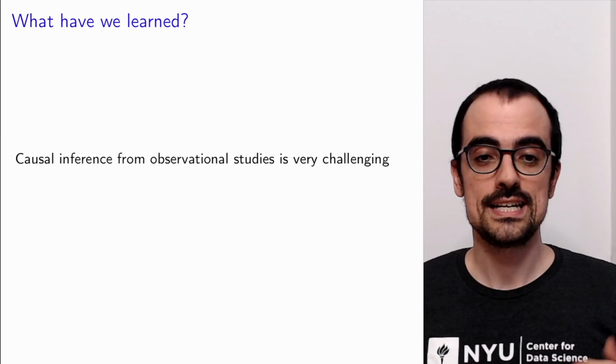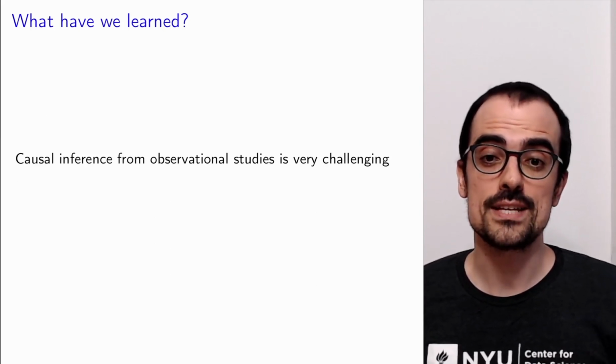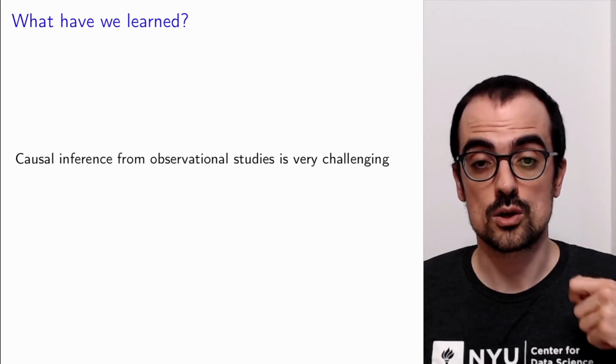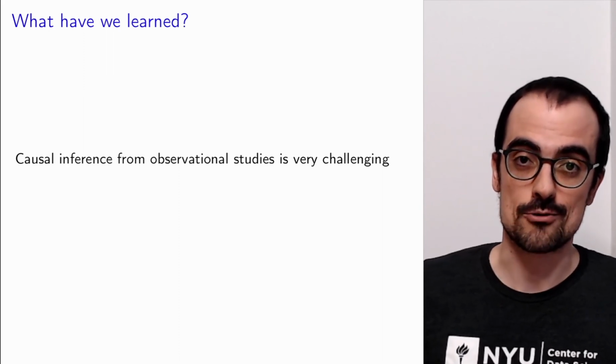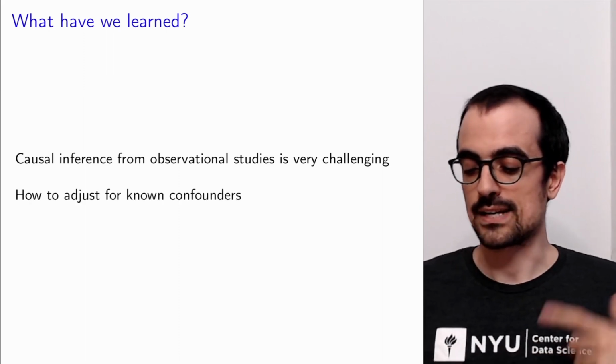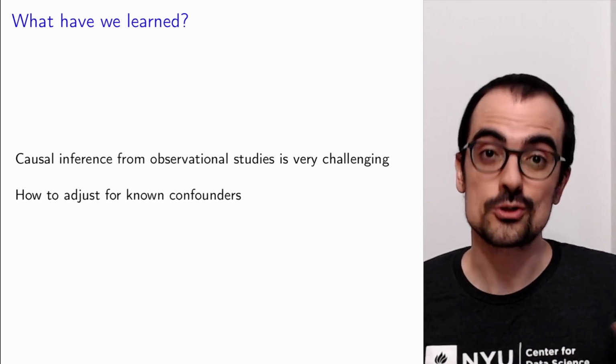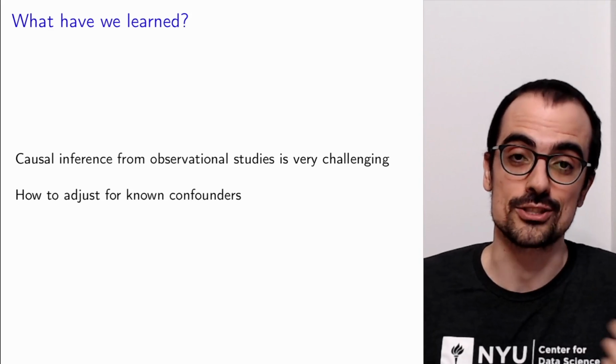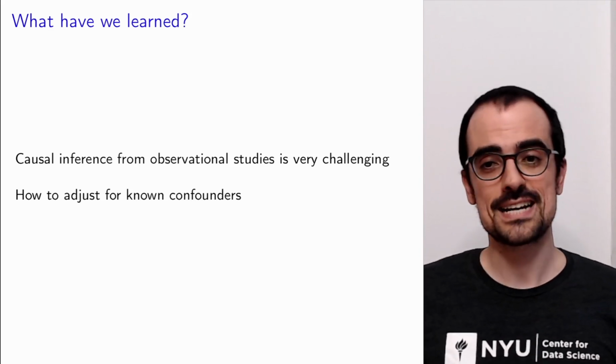Okay, so that's all I got. What we have learned is that causal inference from observational studies is very challenging due to the presence of confounders such as age in our running example. We have explained how to adjust for those confounders under this conditional independence assumption, which means that there are no additional confounders. And that's it.